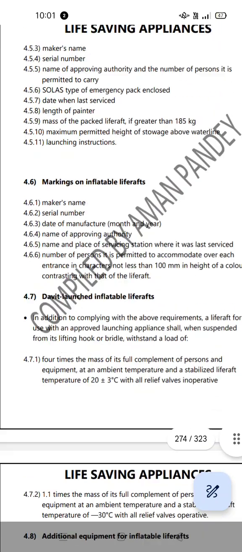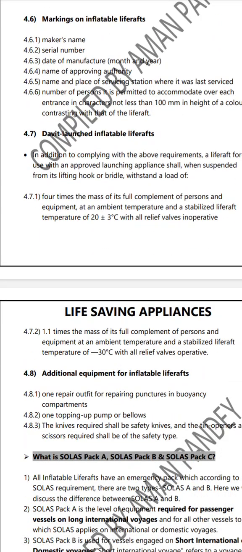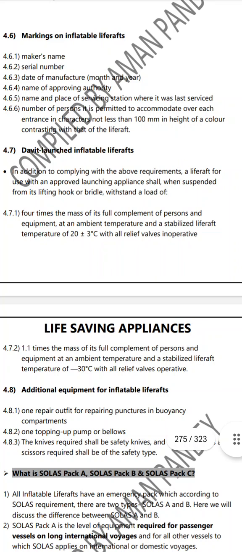The number of persons it's permitted to carry over each end in characters not less than 100 mm in height, in a color contrasting with that of the life raft. Davit-launched inflatable life raft for use in an onboard shell, when suspended from its hook or bridle, must withstand a load of 4 times.